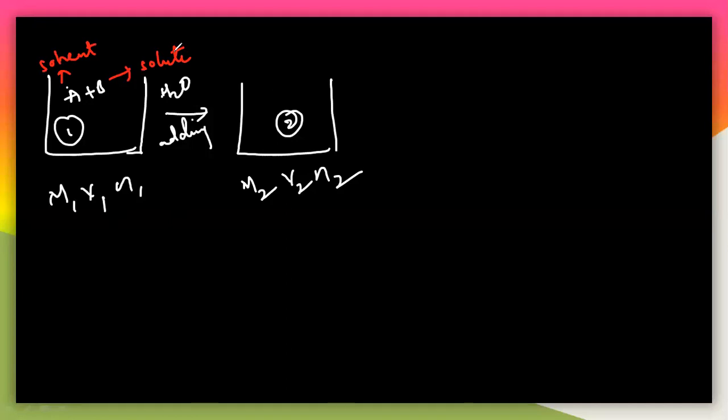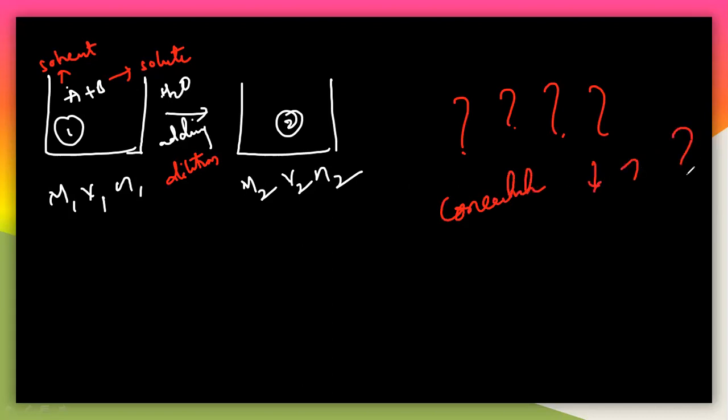So the number of moles of B will never change here. That is, N1 will remain the same. What we are adding is the solvent, water, and the process is called dilution. So on dilution, what happens? If you are adding water, what happens to the concentration? Does it decrease or increase?